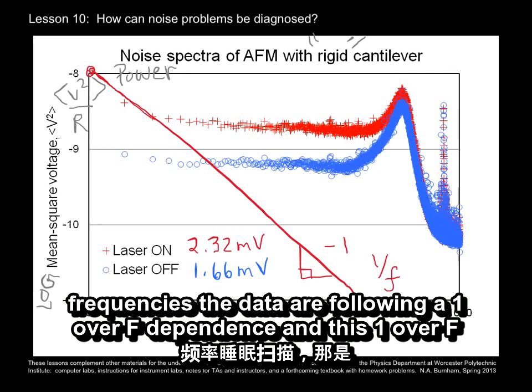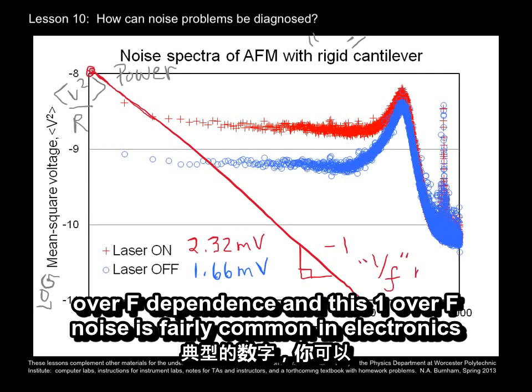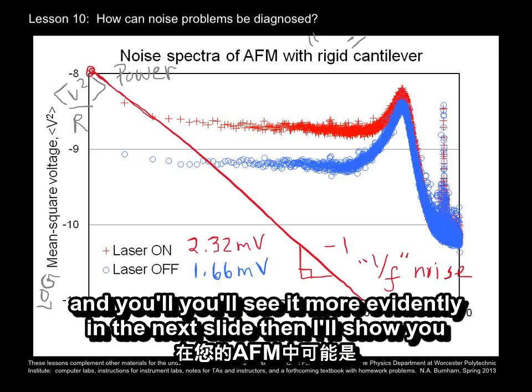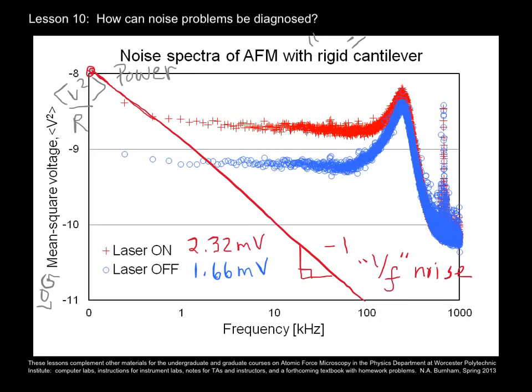This 1 over F noise is fairly common in electronics, and you'll see it more evidently in the next slide that I'll show you. Then we have a fairly flat frequency range here. This is the range over which the manufacturer thinks that most measurements will be made. Then here we have some resonances.